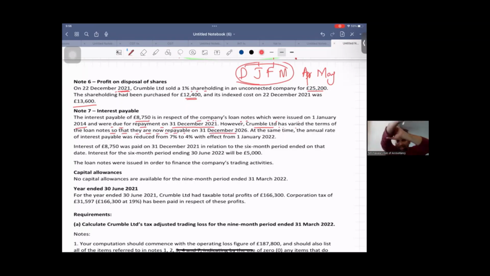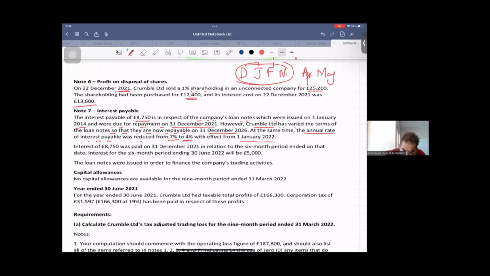Now the loan has been extended. At the same time, the annual rate of interest payable was reduced from 7 to 4% with effect from 1st January 2022. Yes, we have negotiated with the providers of loans, so they have reduced our rate.